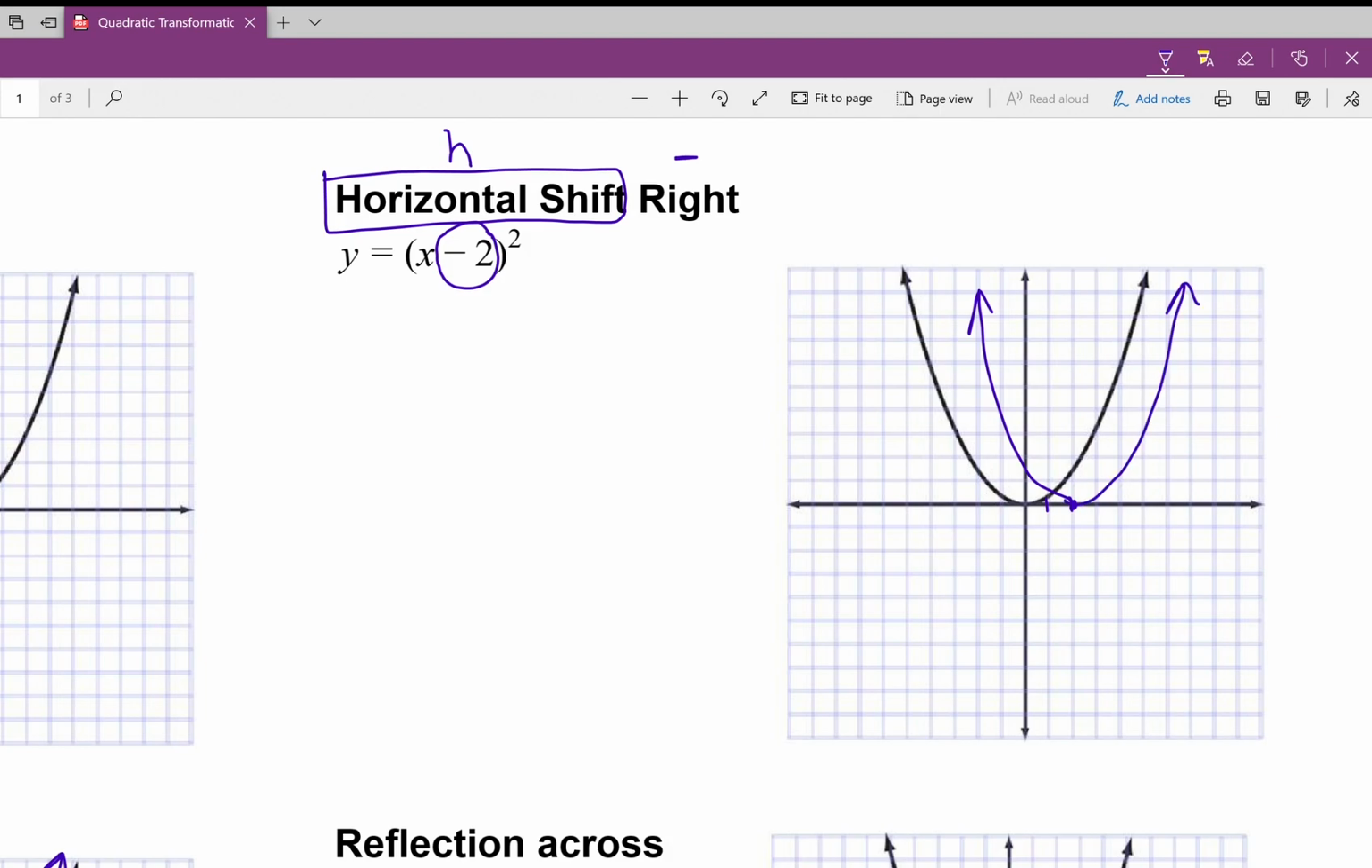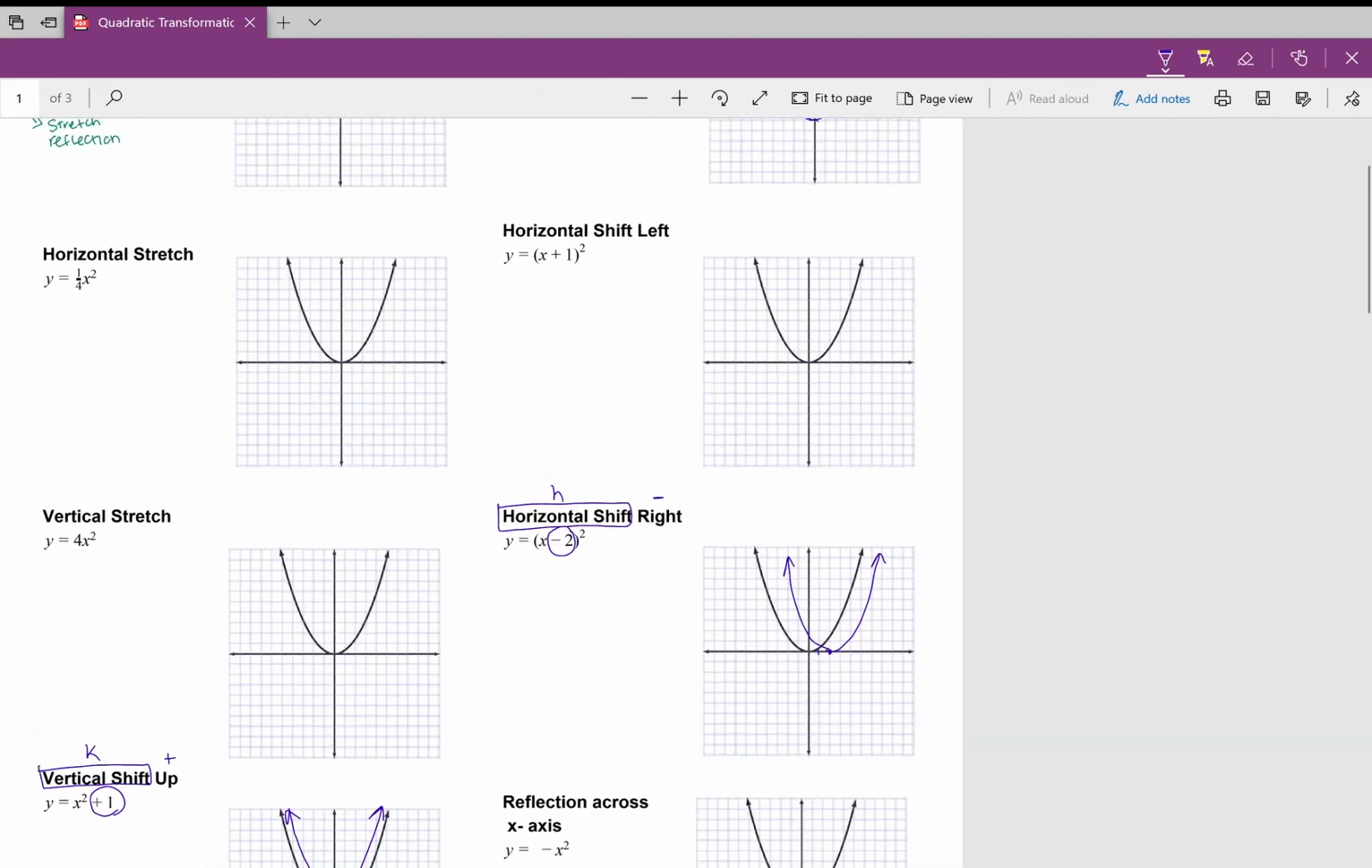So all we did is we shifted our parent function 2 to the right. And that is a horizontal shift right, and remember the sign is always opposite. Okay, let's find horizontal shift left.